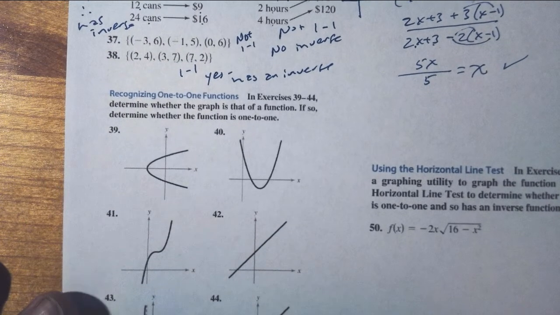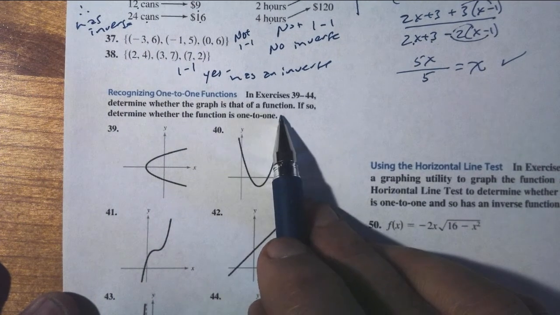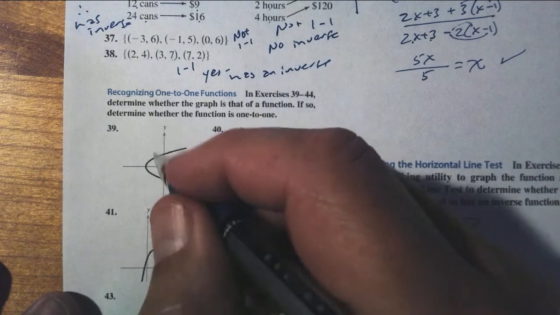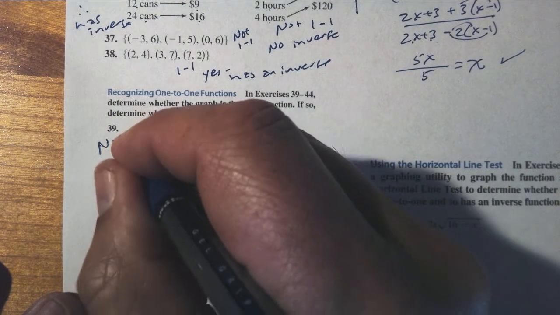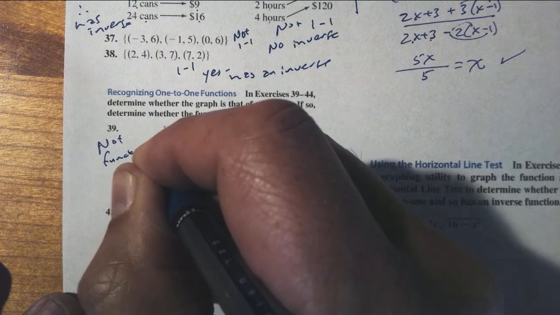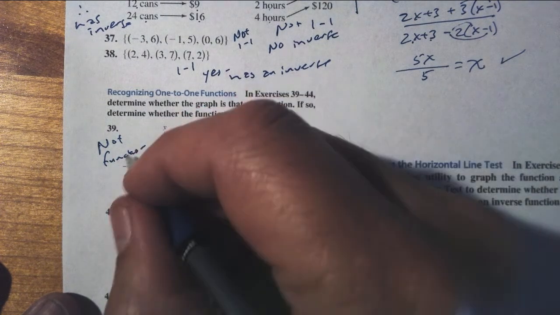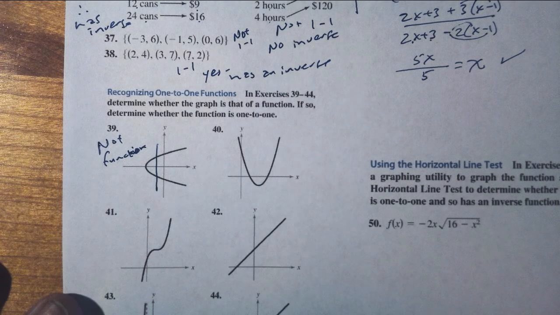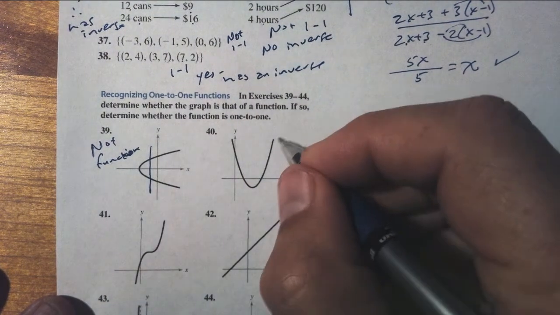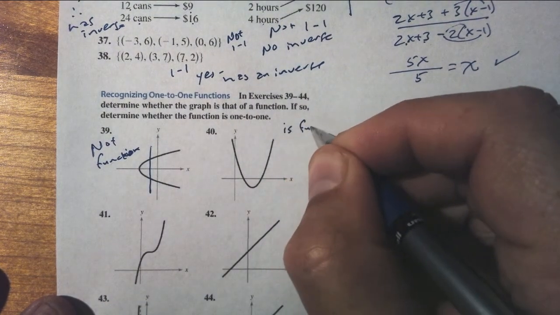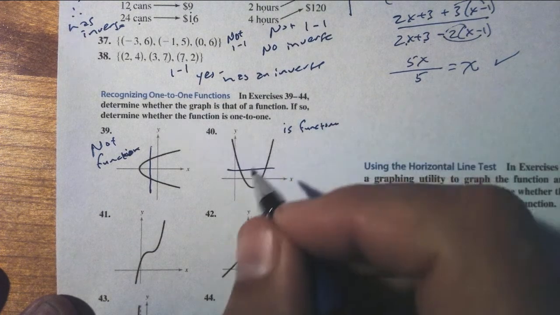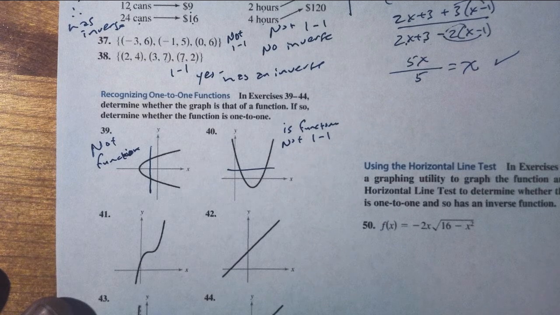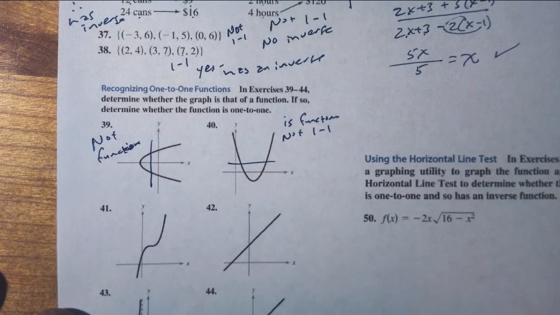Okay, in 39 to 44, determine whether the graph is that of a function. If so, determine whether that function is 1 to 1. 39, is it a function? It is not a function, does not pass the vertical line test. Not a function, if you can read that. Number 44, it is a function. However, it is not 1 to 1. Does not pass horizontal line test.